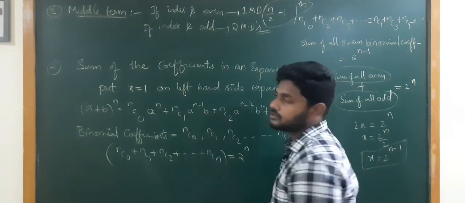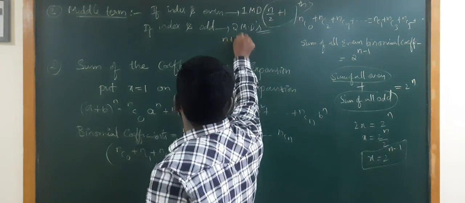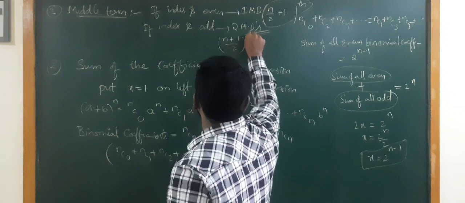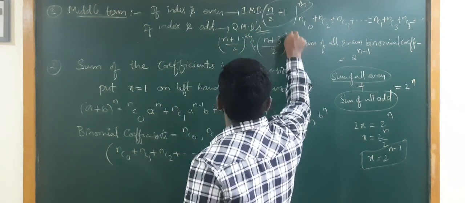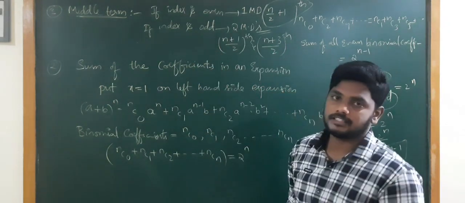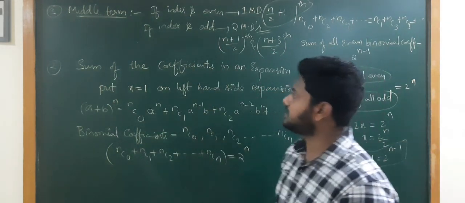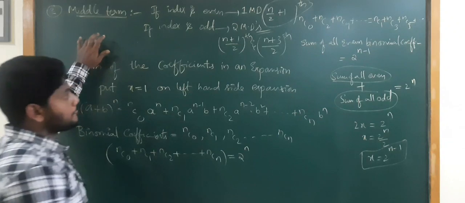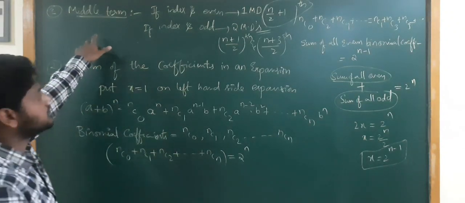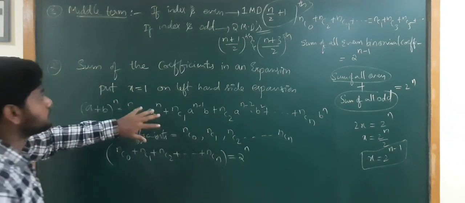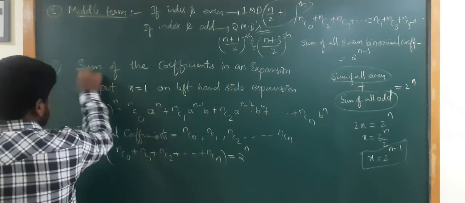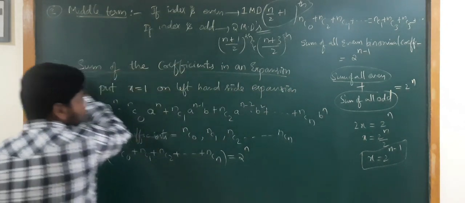To find those two middle terms, the formula is the (n plus 1) by 2 and (n plus 3) by 2 terms, when that index is odd. Now, based on these three concepts, the first one we have discussed is the independent term in an expansion. Next is the sum of the coefficients. Next one is the middle term. Based on these three concepts, we will solve problems now.